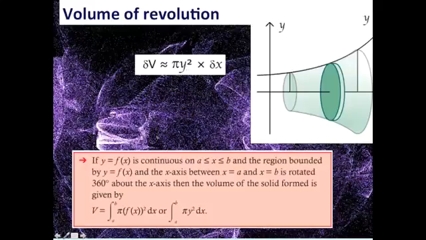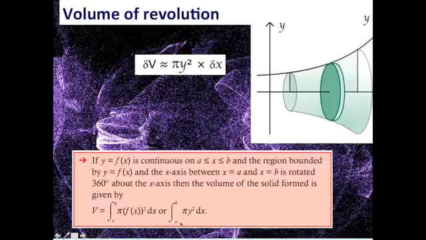So more formally, if we have a function y equals f(x) which is continuous between a and b, and the region bounded by y equals f(x) and the x-axis between a and b is rotated 360 degrees about the x-axis, then the volume of the solid formed is given using this formula. So we've seen this version here.